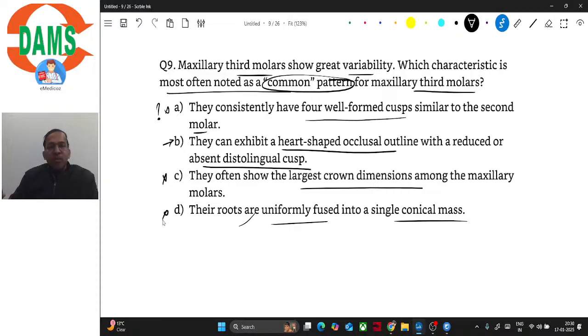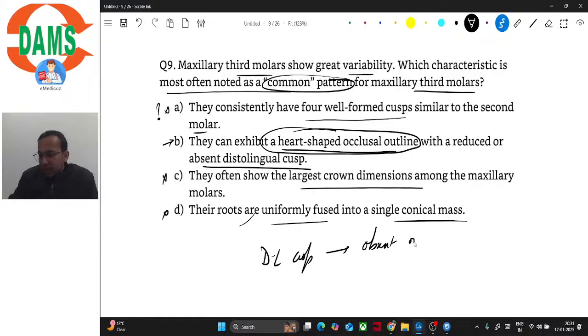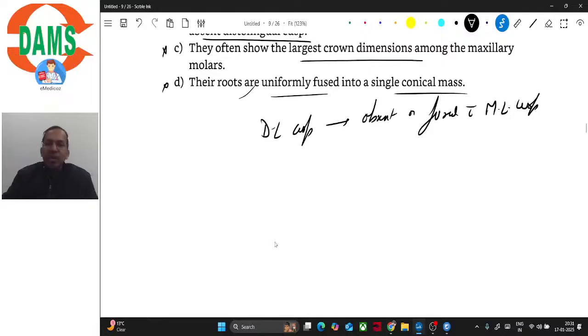So we'll go with option B, that they can exhibit a heart-shaped occlusal outline, isn't it? Where the distolingual cusp is either absent or it is fused with the mesiolingual cusp, right? So whether you say mesiolingual or mesiopalatal, distolingual or distopalatal, it's the same. Don't worry about that, right?